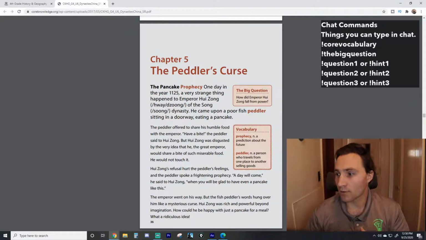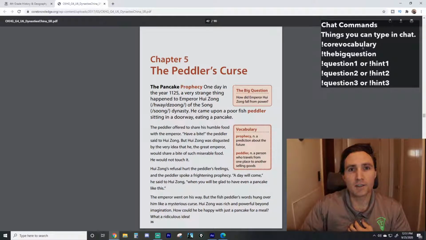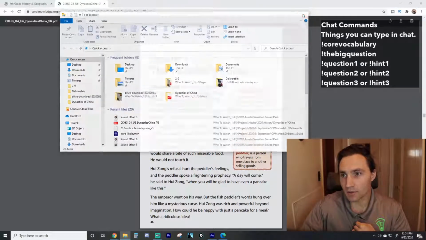If you need help with the questions, that's perfect, Caden. That's how you do it. You can type in those chat commands. Again, look at the top right corner of my screen, and those will give you the chat commands. We'll go from question 1 to question 6. All right, so 6 questions, and let's dive in.